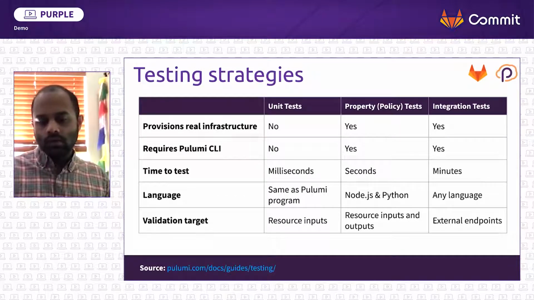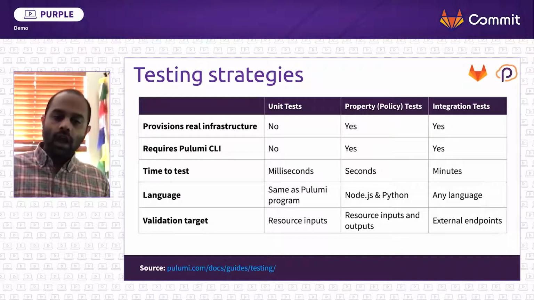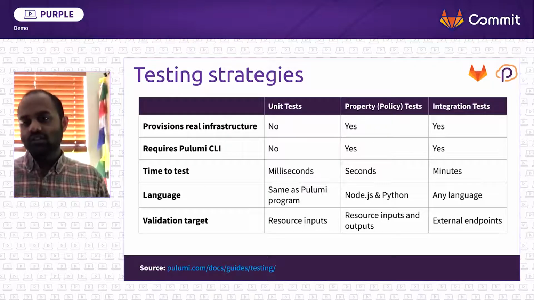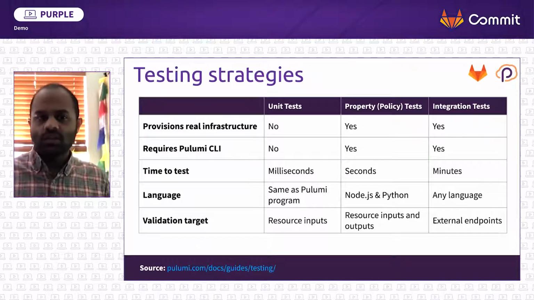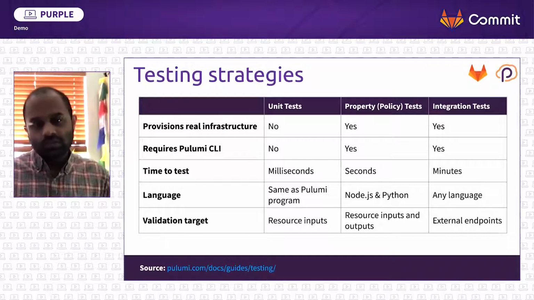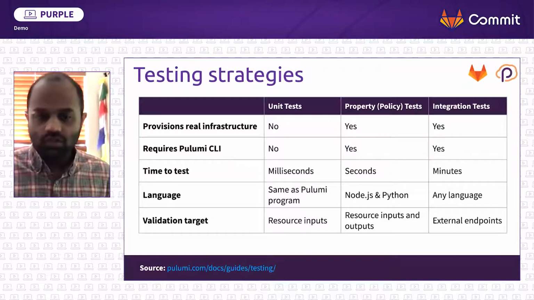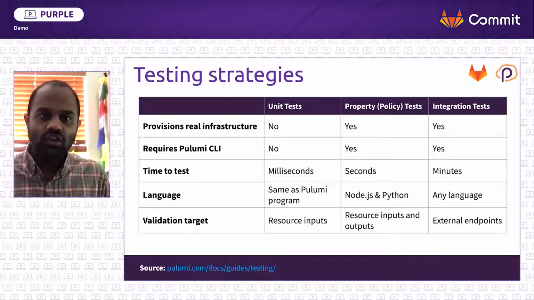As you probably already are aware, for application testing, there are various ways of writing unit tests and integration tests, and to be able to mock dependencies and such. With infrastructure and specifically with Pulumi, because we're using general purpose programming languages, you can pretty much do the same thing. So we have various testing strategies here.